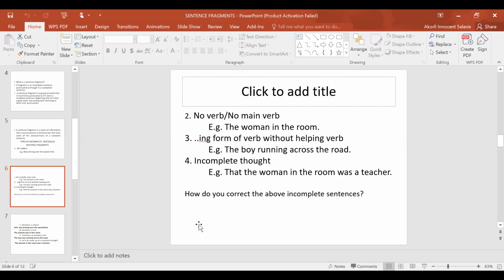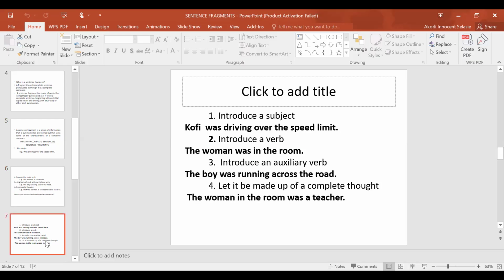How do you correct the above incomplete sentences? 1. Introduce a subject. Kofi was driving over the speed limit. 2. Introduce a verb. The woman was in the room. 3. Introduce an auxiliary verb. The boy was running across the road. 4. Let it be made up of a complete thought. The woman in the room was a teacher.